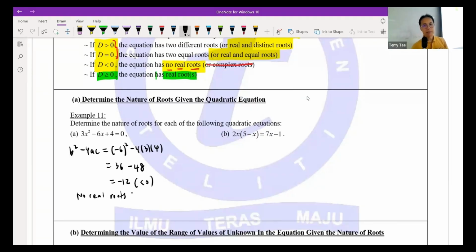Okay, second one. Let us expand this. 10x minus 2x squared equals 7x minus 1. Rearrange it. 2x squared minus 3x minus 1 equals 0.